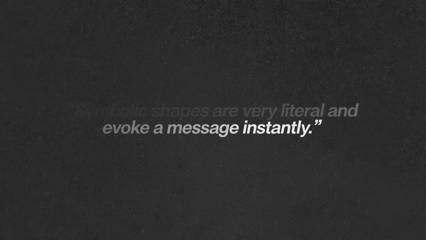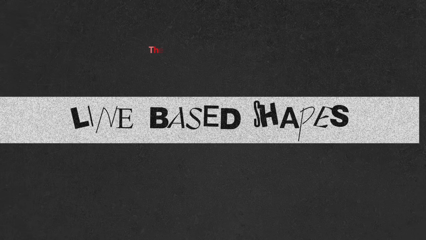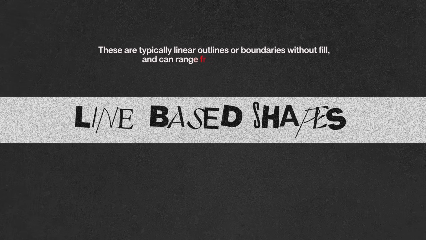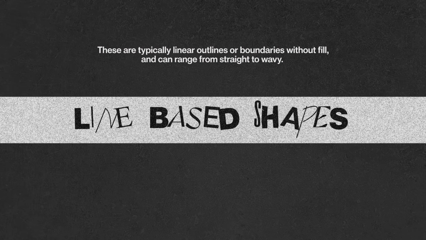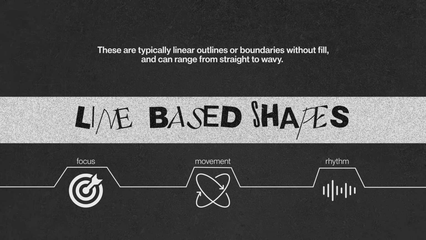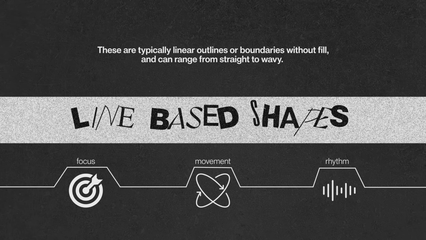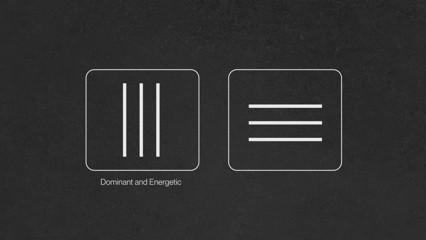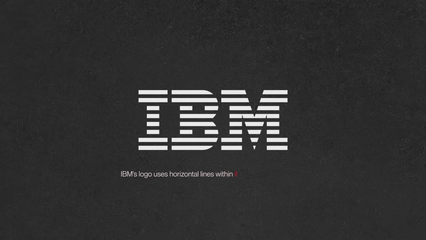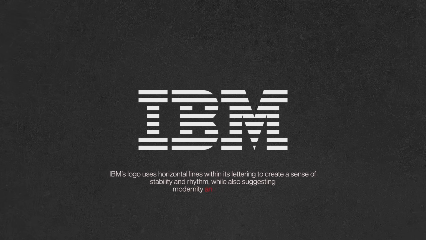Then we have lines or line-based shapes. These are typically linear shapes or boundaries without fill, and of course can range from straight to wavy lines. Lines can direct focus, suggest movement, or create rhythm, adding either calmness or energy. But in general, vertical lines are dominant and energetic, and horizontal lines are more peaceful and more stable. IBM's logo uses horizontal lines within its lettering to create a sense of stability and rhythm while suggesting modernity and connection.